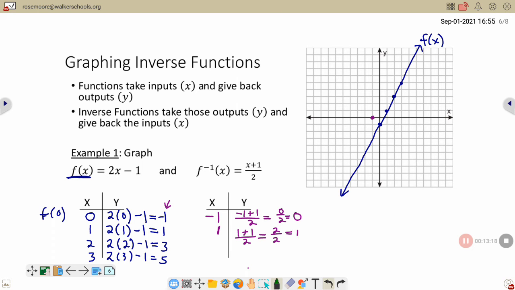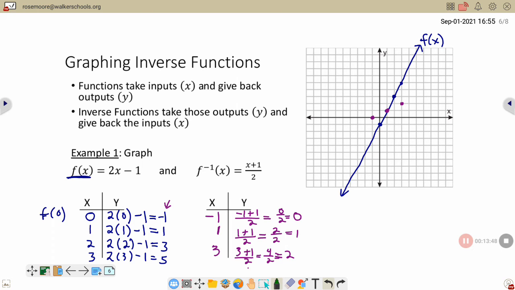2 over 2 is 1. So I get 1, 1. Funny how we've already had that point on our normal function. I'm going to plug in 3 next. Wild guess, I'm going to get 2 as my answer. So I'm going to have 3 plus 1 over 2, which is 4 over 2, which is 2. How funny. Okay, so if I plot my 3 and 2, here it is.